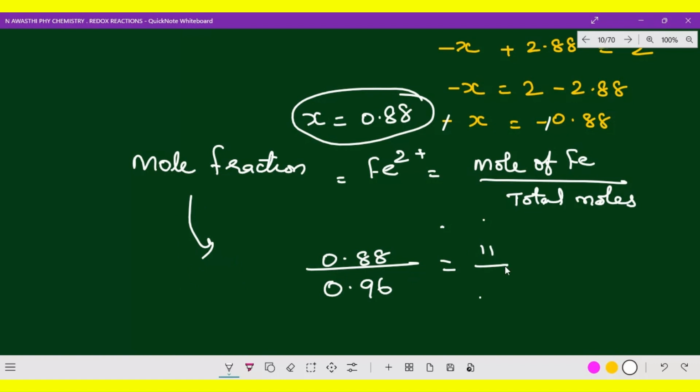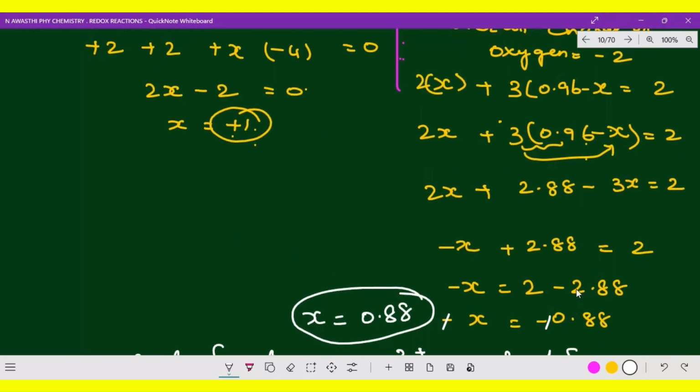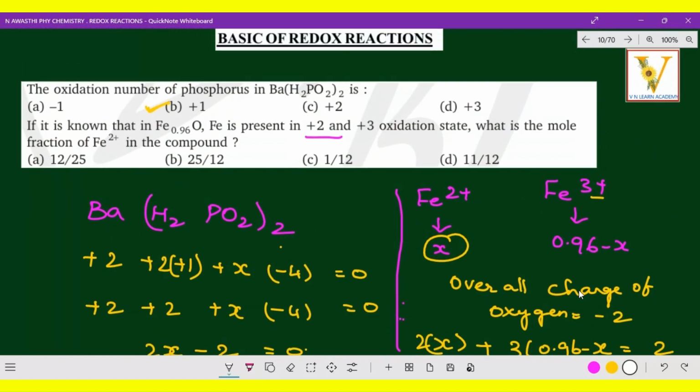So this is 11 by 12, or if you calculate this point, 0.9167. This is mole fraction only. So Fe3+ will be 0.96 minus that, and Fe2+ will be 0.9167. So mole fraction has no unit. So 11 by 12, or else 0.9167. Which is the correct option? 11 by 12 is the correct option, or suppose another answer 0.9167, this also will be the correct option.